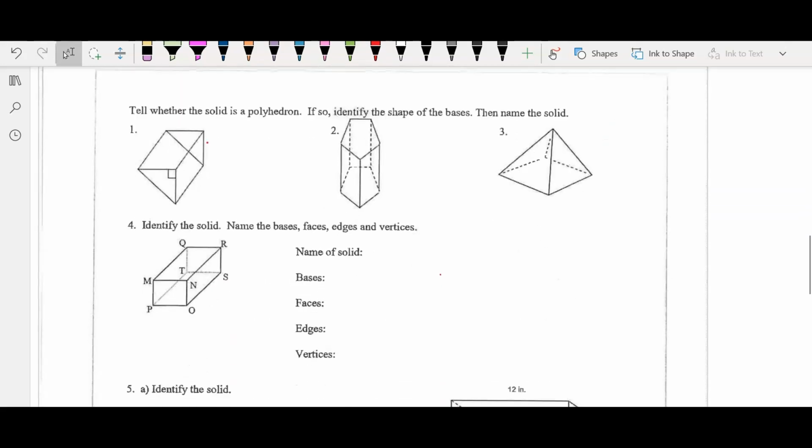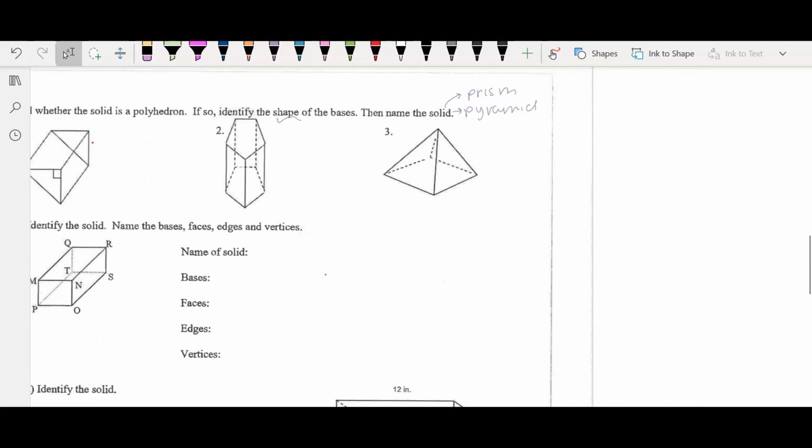All right, we're going to go ahead and do a couple of examples here. Please feel free to pause the video to answer the questions on your own and then hear me walk through them, or hear me walk through them and then go from there. Here it says, tell whether this solid is a polyhedron, yes or no. If so, identify the shape of the base, whether a triangle, pentagon, square, rectangle, octagon, hexagon, or heptagon, and then name the solid. The solid is going to be a prism or a pyramid.